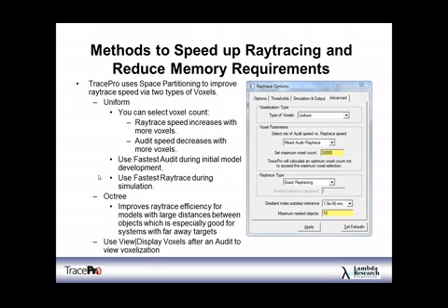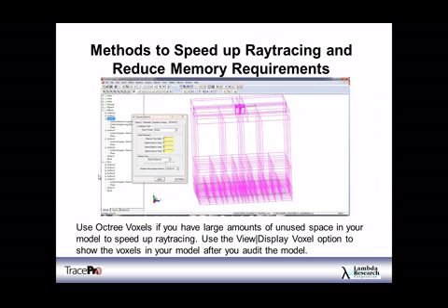With Octree, this really improves ray trace efficiencies for models with large distances between objects, which is especially good for systems with faraway targets. And I'll show you one in a second. Use View Display Voxels after an audit to view the voxelization, like you see in this next slide. Here, in my ray trace options, I specified Octree. And you'll notice that the voxels are all around my light pipe and around my target. In this white space, I don't check for intersections of the rays with any surfaces, and this is a large area, so ray tracing is going to go faster in this area.